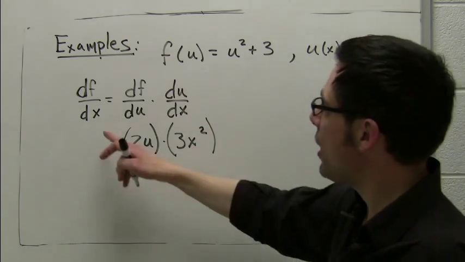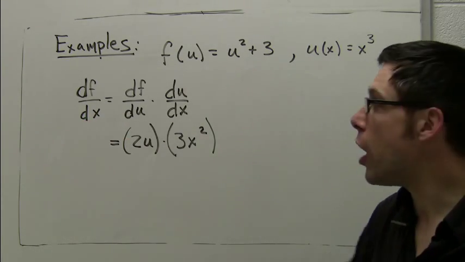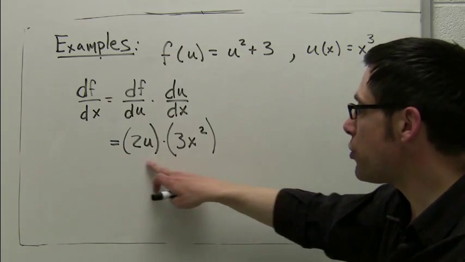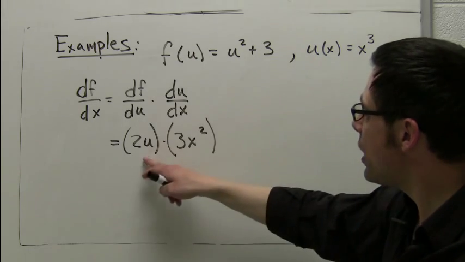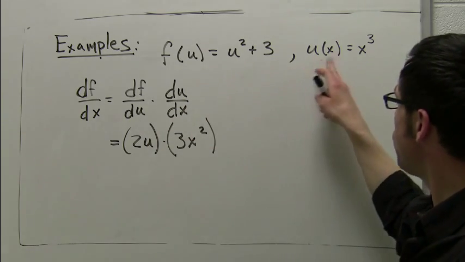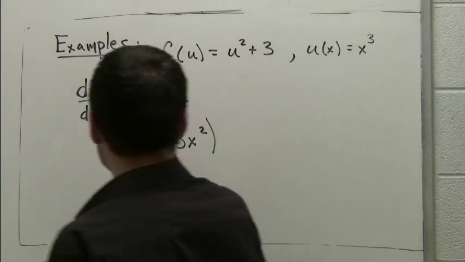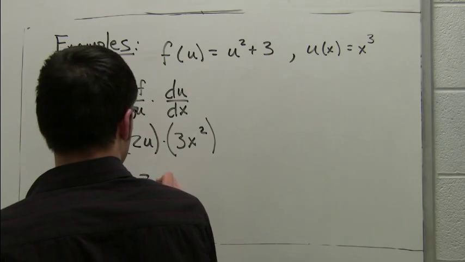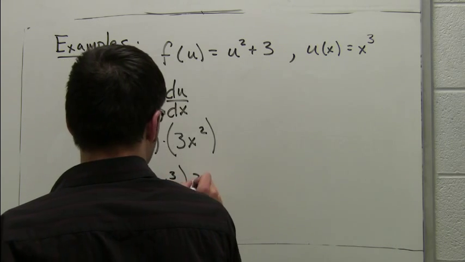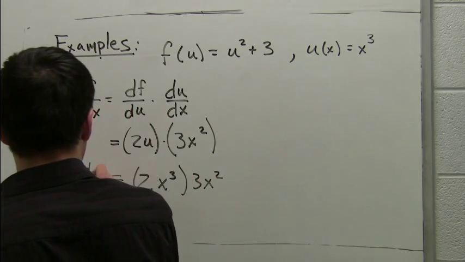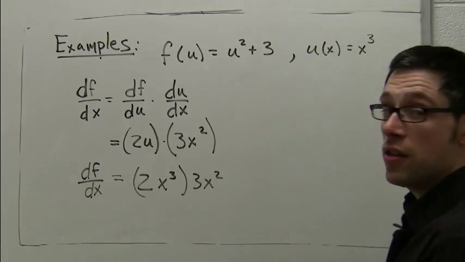Now recall that I'm looking for the derivative as a function of x. So I want this all in terms of x's down here. To do that, all I do is replace u with its rule in terms of x, which is to cube the input, x cubed. So I rewrite this as 2x cubed multiplied by 3x squared. So df dx is this quantity.